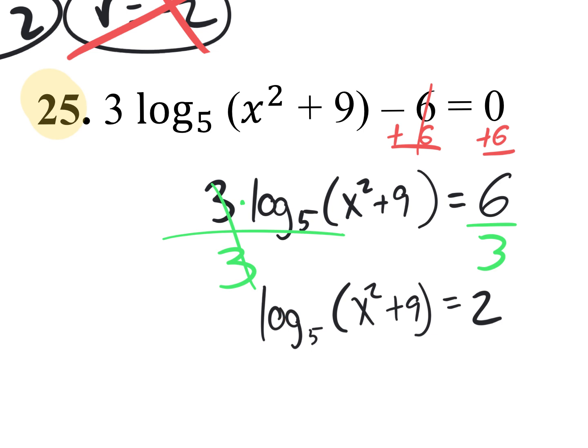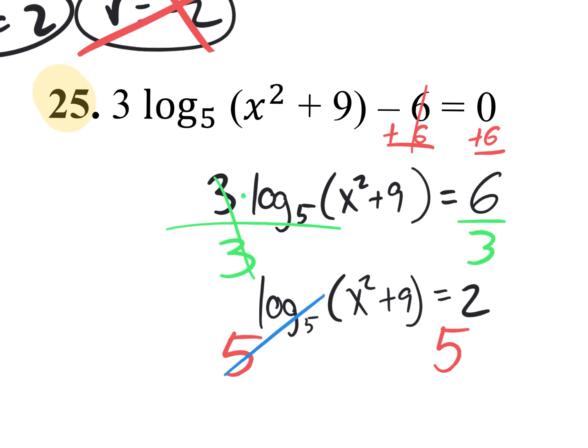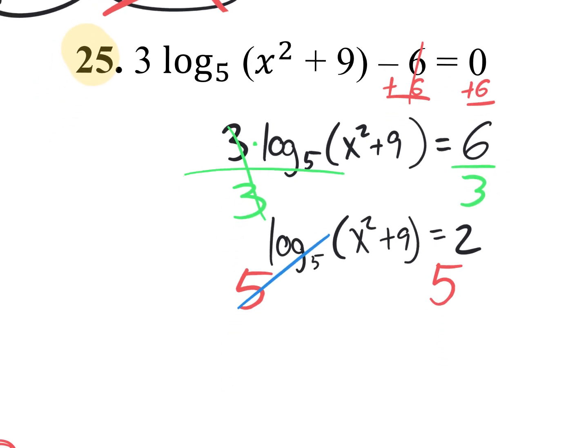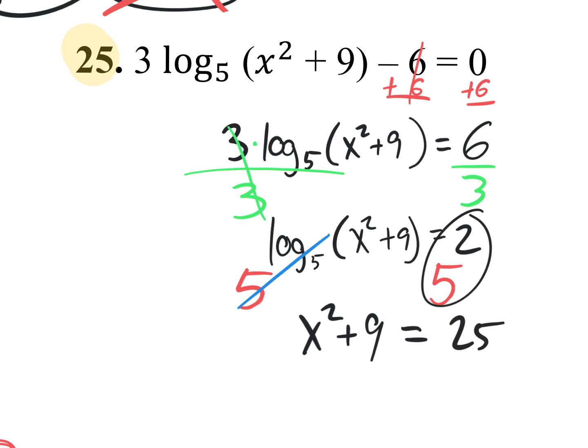How? By raising it up to become the power of base 5. And what you do to one side, do to the other side. So log base 5 of 5 cancels out. We now have the x squared plus 9 come down. That's the only thing on the left side. And 5 squared is 25 on the right side.